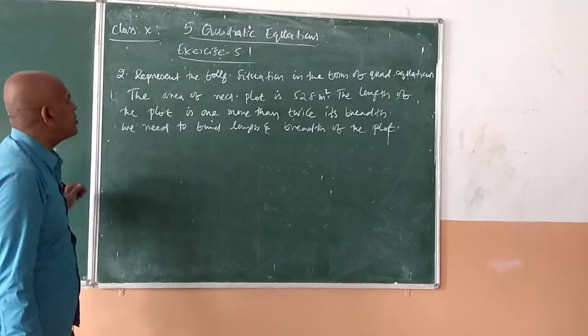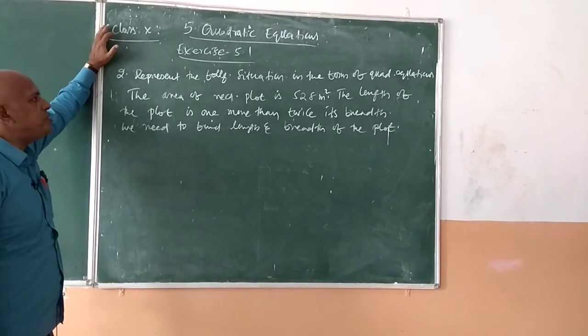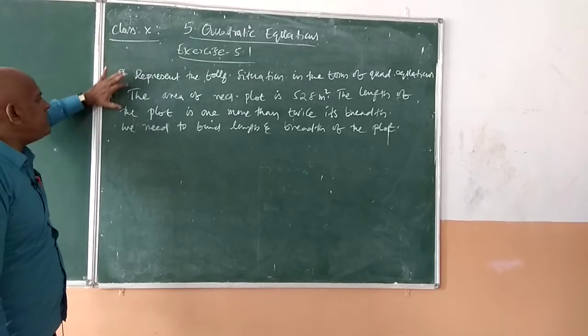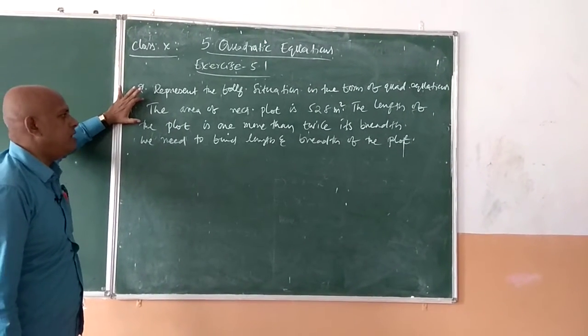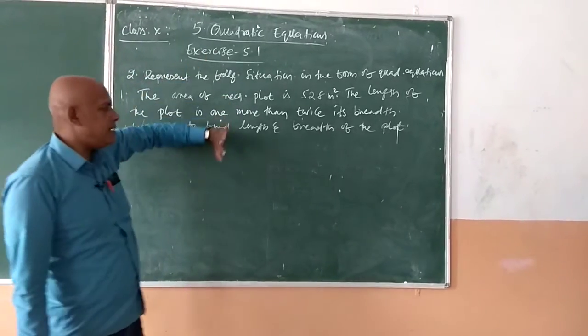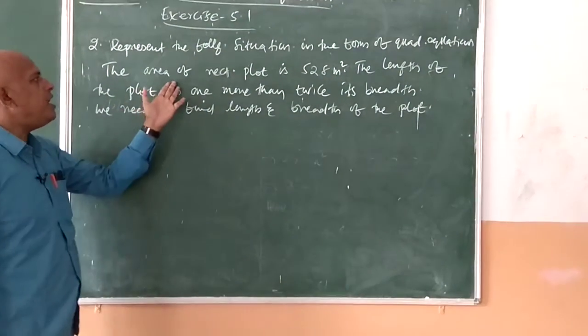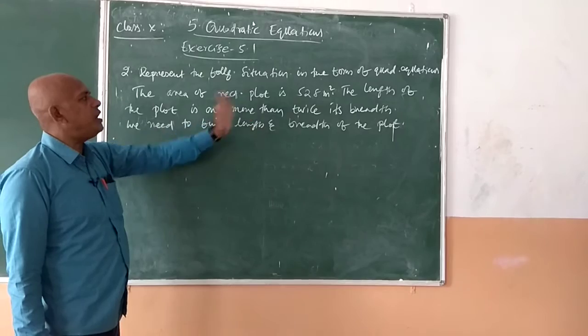Let us go for the verbal problems here. Represent the following situation in the form of a quadratic equation. They have given the verbal problem here. You have to convert this one into the form of a quadratic equation, by taking the variable x or any variable you can take here. The area of a rectangular plot is 528 meters square.